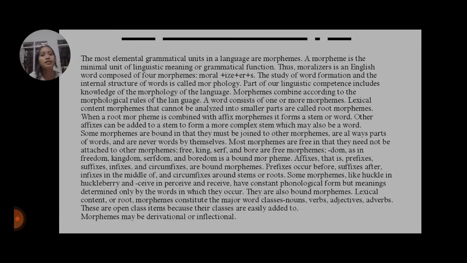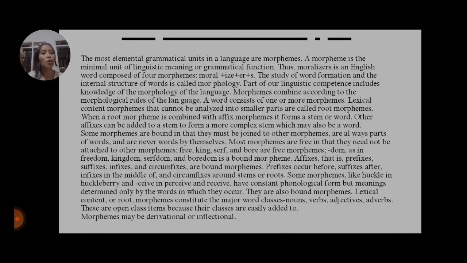The most elemental grammatical units in the language are morphemes. A morpheme is the minimal unit of linguistic meaning or grammatical function. Thus, moralizers is an English word composed of four morphemes: moral plus iz plus er plus s. The study of word formation and the internal structure of words is called morphology. Part of our linguistic competence includes knowledge of morphology.